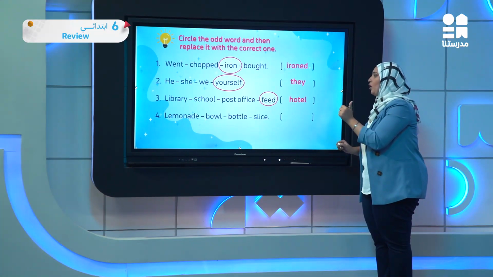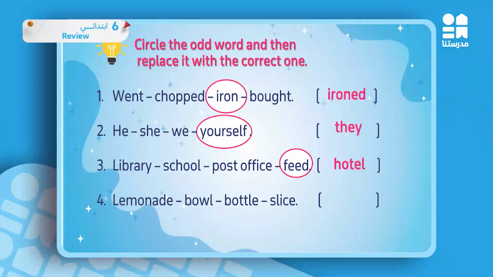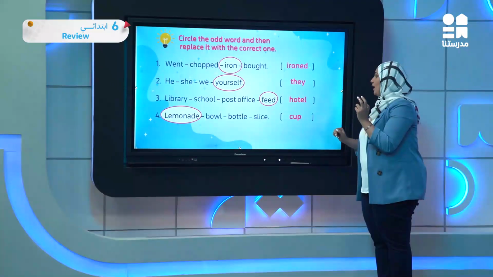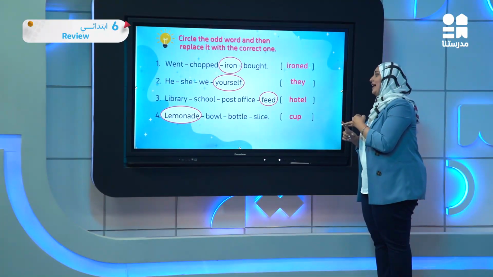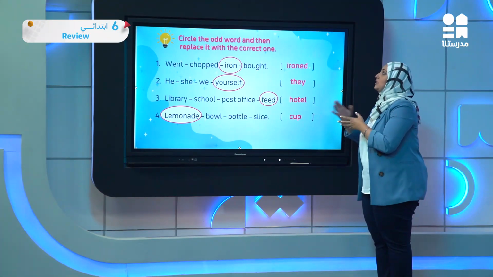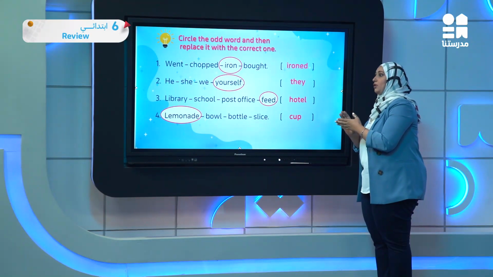عندي lemonade, bowl, bottle and slice. All of these are quantifiers. They show quantity. بيوروني الأعداد except one. Which one is it? Lemonade. Very good. It is lemonade. So here I'm going to choose lemonade. طب what do I replace it with? I start thinking of a suitable quantifier. عايزة أفكر في quantifier مناسب. زي إيه؟ I can put a cup. I can say a can. ممكن أقول piece. Okay? So this is circle the odd word and replace it with another word.